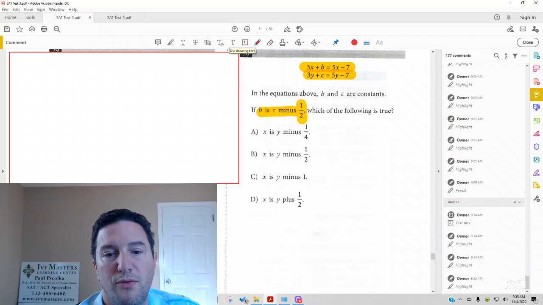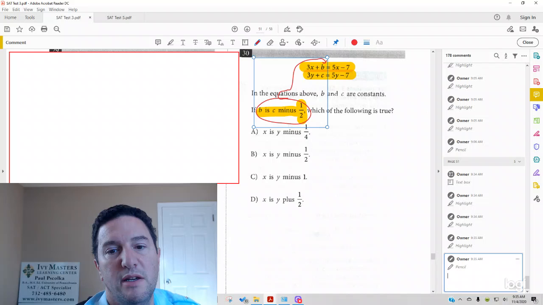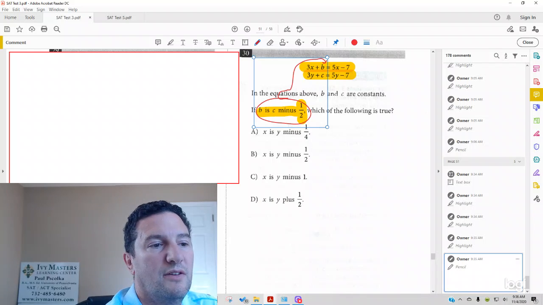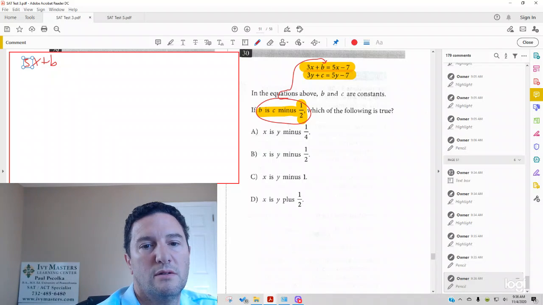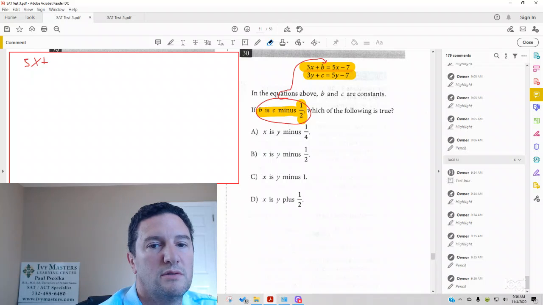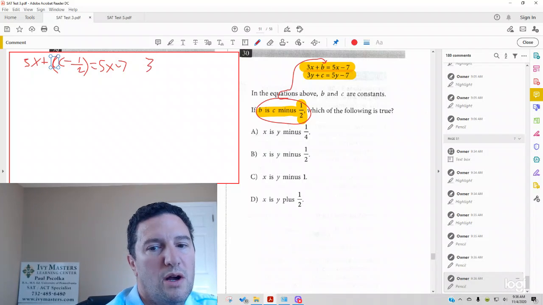So what to do first? Since b is c minus 1/2, it looks like what we have here is a substitution problem. In place of b, we put c minus 1/2, and let's see where that gets us. So we've got 3x plus b. In place of b, I'm going to put c minus 1/2, equals 5x minus 7. And then we've got also 3y plus c equals 5y minus 7.